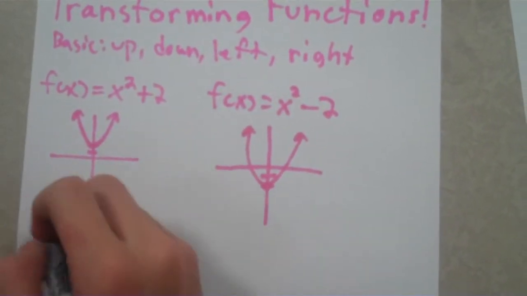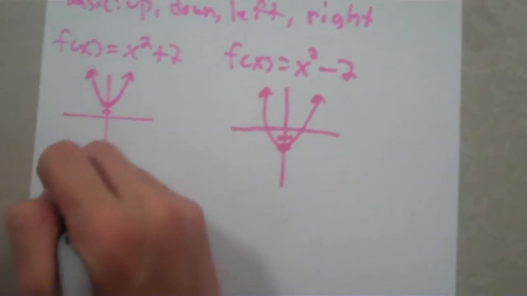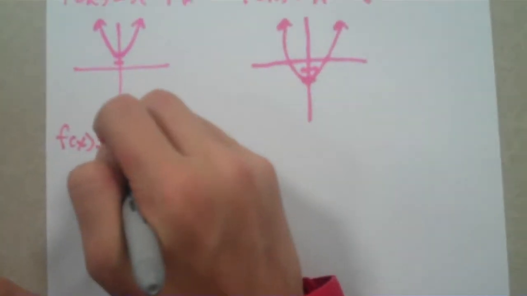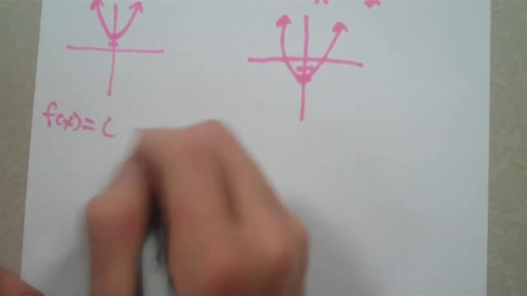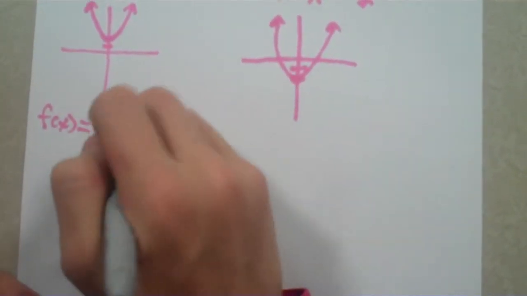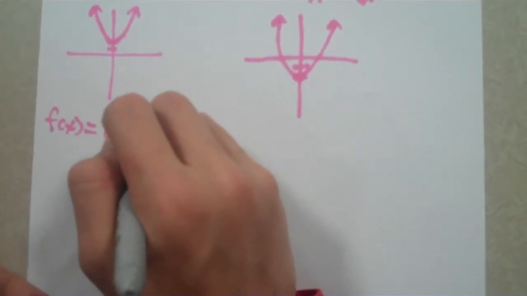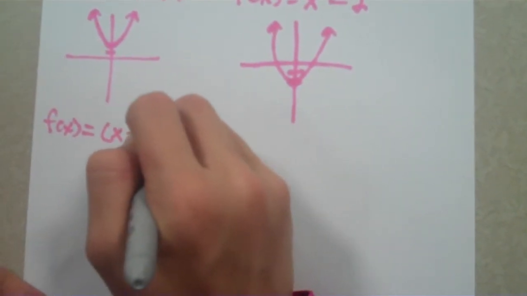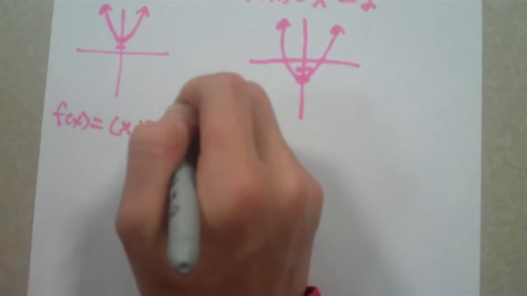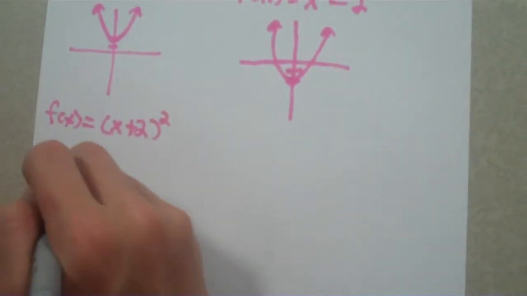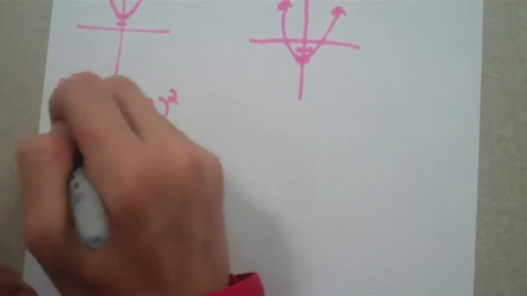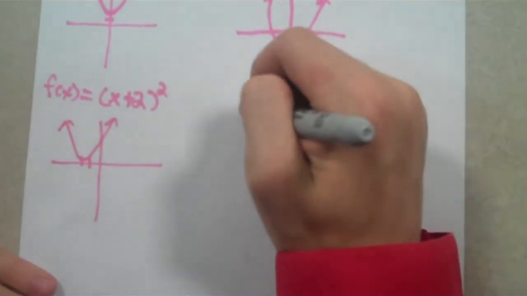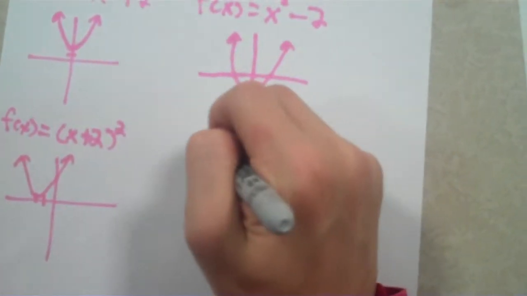Left and right is slightly more complicated, where you have to add and subtract from the x directly, but it's also opposite. So if you want to move it to the left 2 units, you need to add 2. And what's going to happen is it shifts to the left 2 units. While if you want to move it to the right, you need to subtract 2.